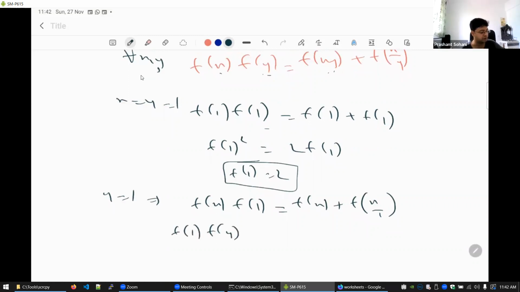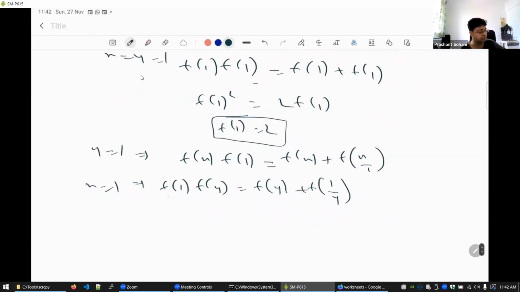So let us put x equal to 1. We'll get f(1) f(y) is equal to f(y) plus f(1/y). Now since we know f(1) is 2, this is 2 f(y) equal to f(y) plus f(1/y), and f(y) is equal to f(1/y). So this is again very useful information.